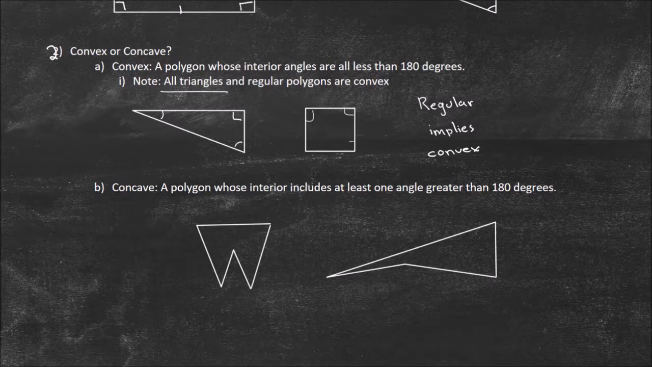All the angles are 90 degrees again, and so that means they're less than 180. So we're good. And concave. Now, you're probably used to convex figures. Those are the ones that you really see a lot of the time. They're the ones that you've probably worked with before.